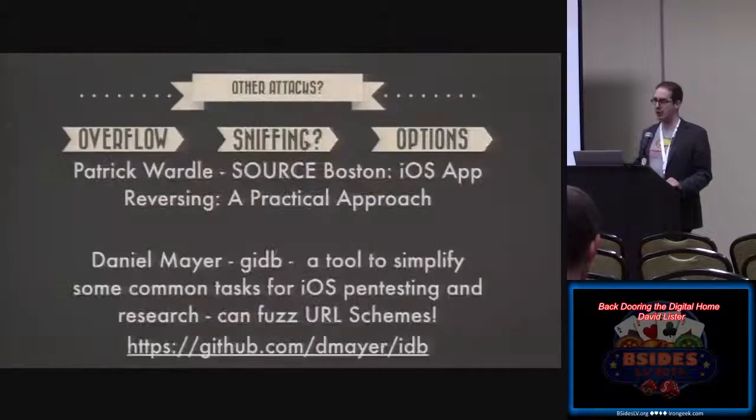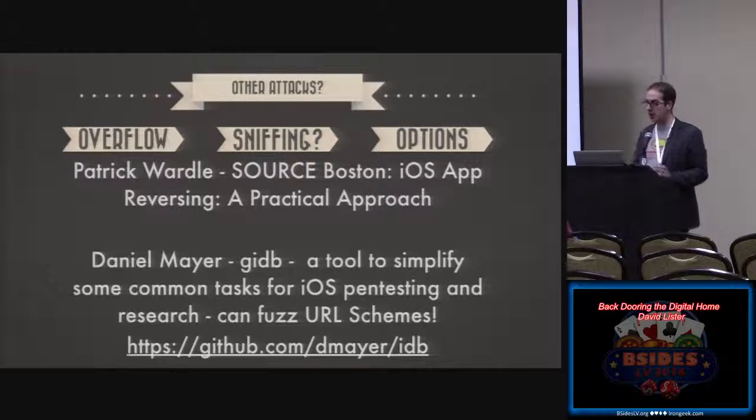There are other attacks you could do with that. Buffer overflows that I mentioned before. If you want to try buffer overflows using URL schemes, I really recommend that you Google Patrick Wardle's talk at Source Boston. It's available on the web. He gave a lot of good tips on how to reverse engineer iOS applications, and that would be really useful for you. And Daniel Meyer has a tool called GIDB that's on GitHub. It automates so many black box pen testing workflows for iOS, one of which is fuzzing these URL schemes. So if you have a jailbroken iPhone, it's just going to fuzz that, run the application, no error code, kill the application, and try over and over until you find a buffer overflow or a different kind of issue.